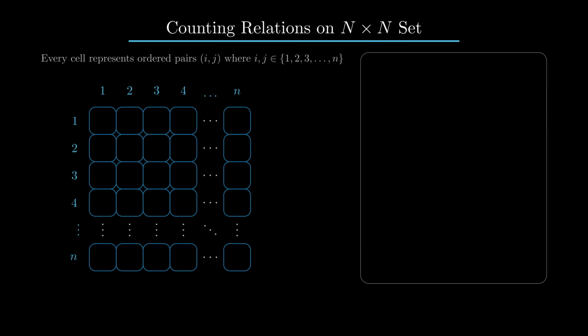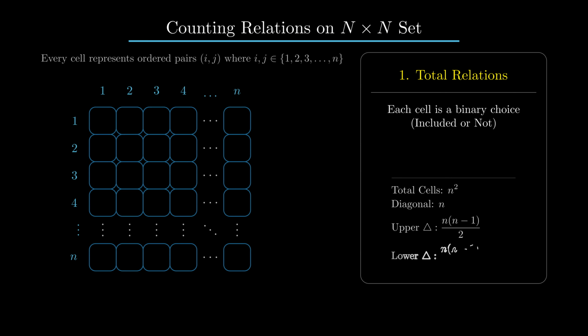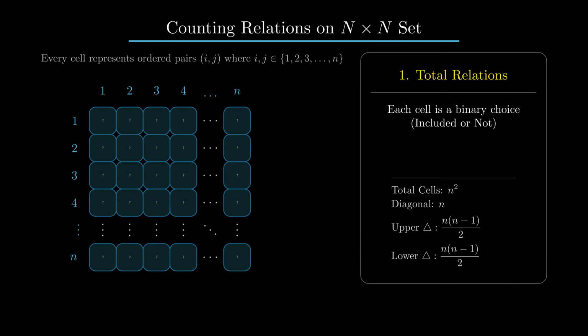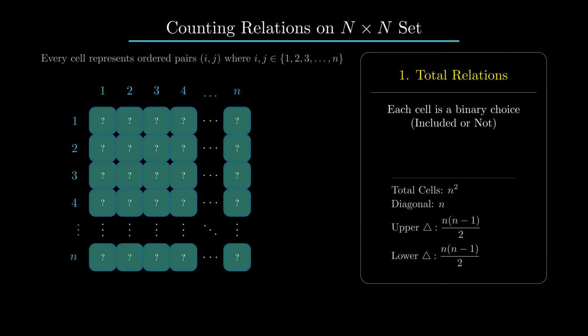First, let's look at the total number of possible relations. In a binary relation, every pair of elements a, b is either related or it isn't. Visually, this means every single cell in our grid has two possibilities. It can be empty or filled. Since there are n squared total cells and each has two choices, the total number of distinct relations is 2 raised to the power of n squared.